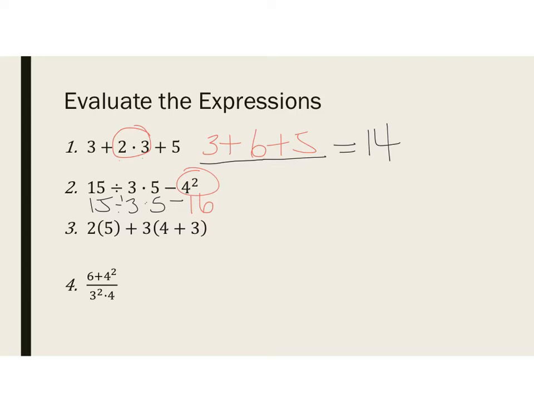Alright, then we're going to work on our multiplication and division, which comes next, and we're going to go from left to right. 15 divided by 3 is 5. Then we're going to multiply that by 5, so that gives us 25 minus 16. And lastly, we do our subtraction, so that gives you an answer of 9 there.